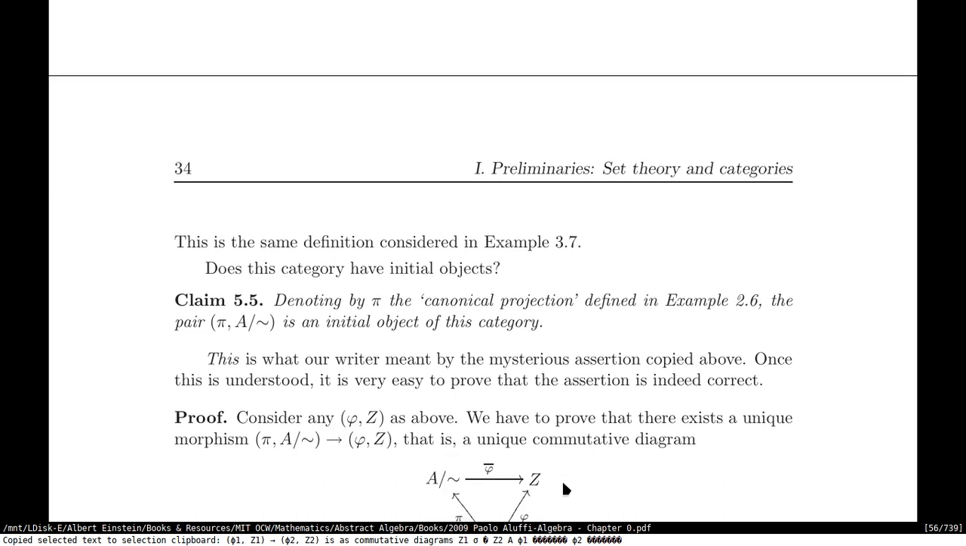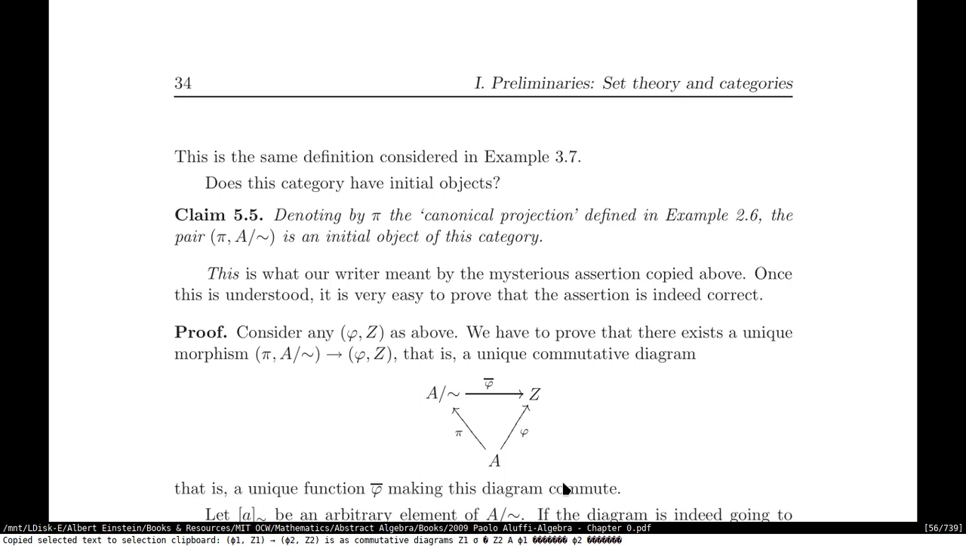So the claim here is that, denoting by pi the canonical projection which we've defined before, the pair pi comma the quotient set is an initial object of this category.